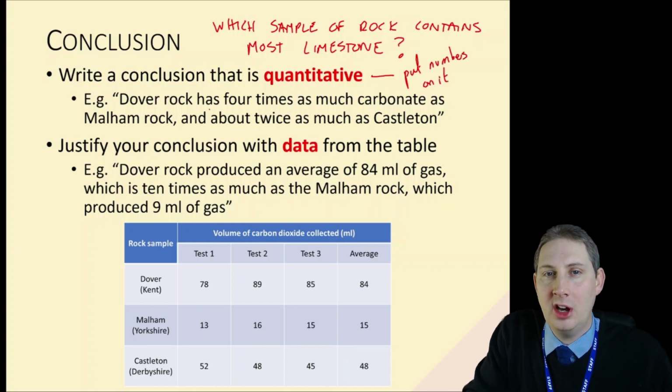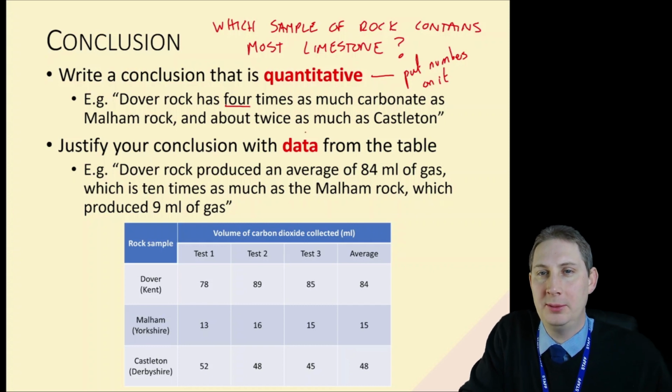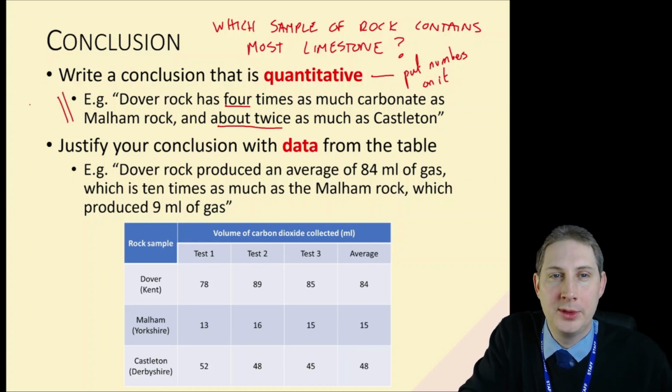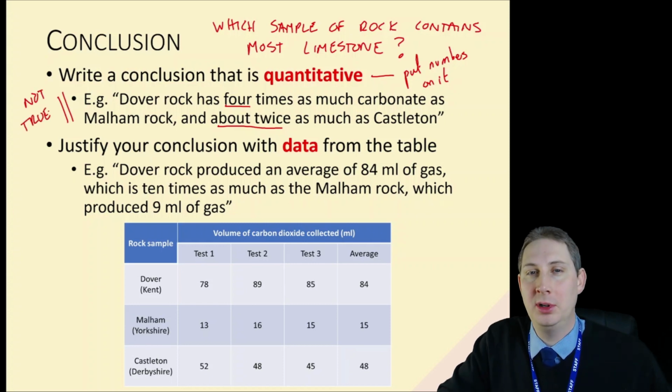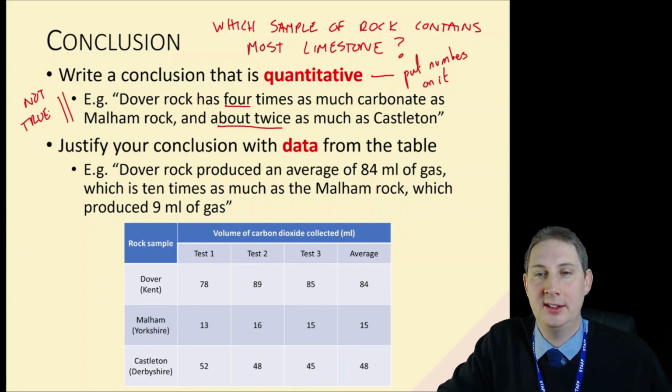As in, Dover rock has 4 times as much carbonate as Malham rock and about twice as much as Castleton. That's not true, okay? But that is an example of the sort of thing you might write. And justify your conclusion with data from the table.